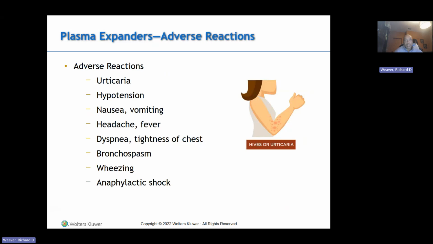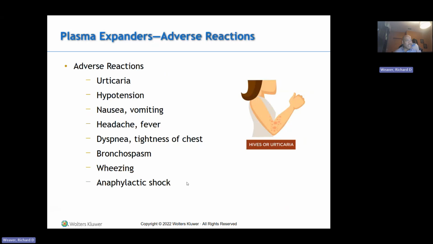Bronchospasm, so the bronchioles in the lungs begin to squeeze or spasm, and this decreases airway flow of oxygen, and also wheezing because the smaller alveoli, not alveoli, but the bronchioles become more constricted, and cause wheezing, as well as anaphylactic shock. You don't want to give it for those patients either.